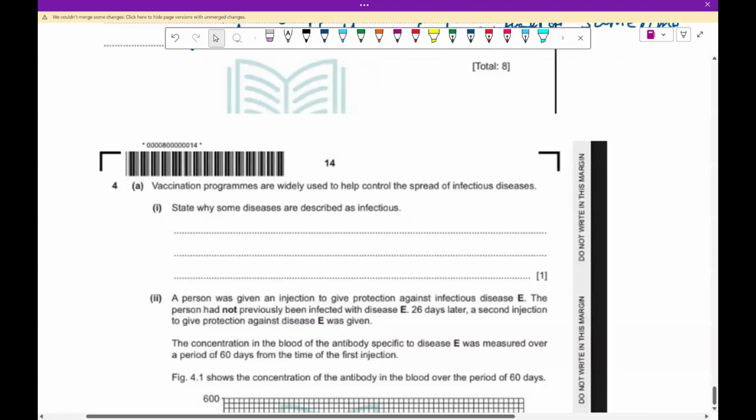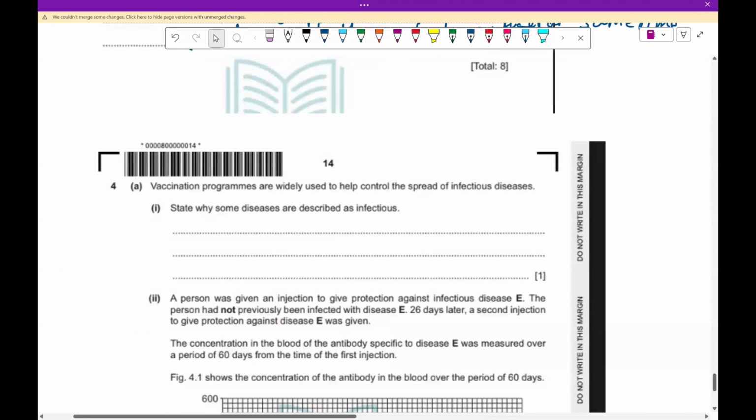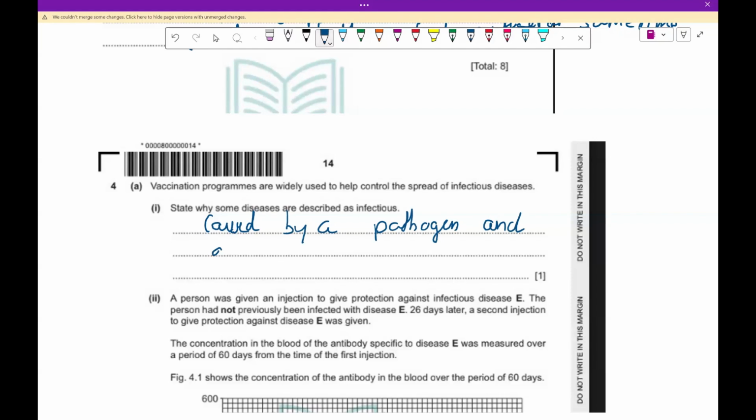Question number 4. Vaccination programs are widely used to help control the spread of infectious diseases. State why some diseases are described as infectious. They are described as infectious since they can be transmitted. Not all diseases are transmissible. So infectious since they are caused by a pathogen or transmissible.